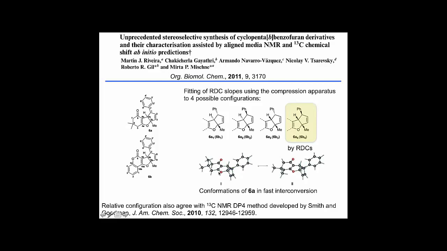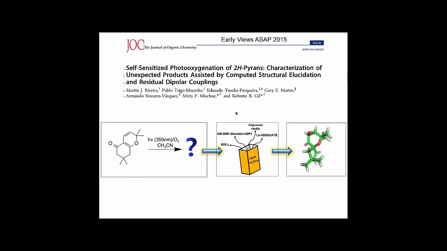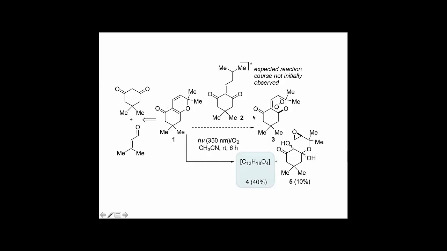Here is a case of a single tensor, in which we just fit to a single tensor, and this paper was published in OBC. So I encourage you to read more. I just want to show you examples. This is another case in which my colleague wanted to obtain this product, but then the reaction went over, and we obtained this compound 4.